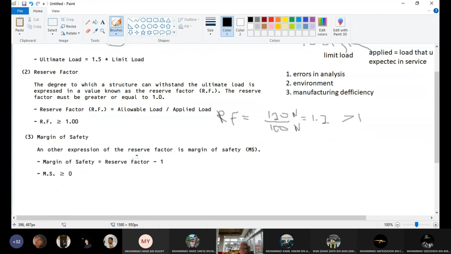Margin of safety is the reserve factor minus 1. Here the reserve factor is 1.2, minus 1, you get 0.2. As long as you get a positive value, more than 0, then you have the margin of safety, so the structure is good.